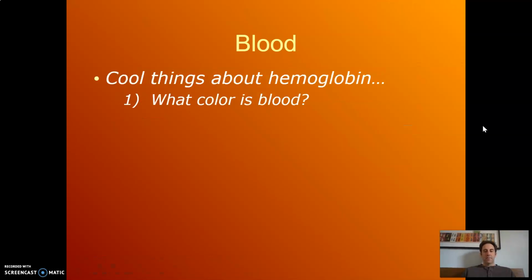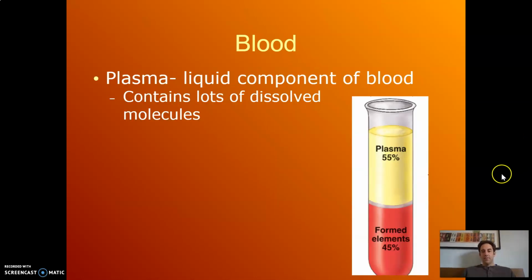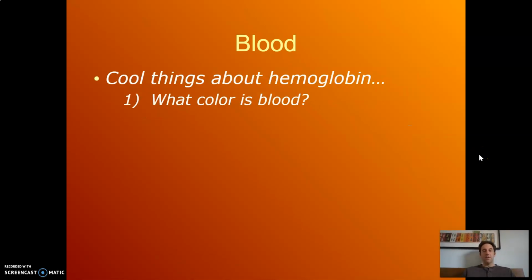Couple cool things about hemoglobin. First, what color is blood? Well, you're probably going to say red because if you get a cut and blood comes out, it's red. And the reason it's red is actually because of those red blood cells. You may have noticed when I showed you this picture back here, the plasma part is yellow. So the liquidy part of your blood is yellow. It's the red blood cells that kind of give it that red color.